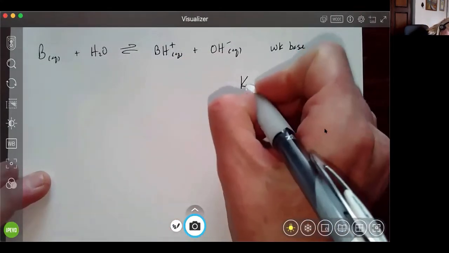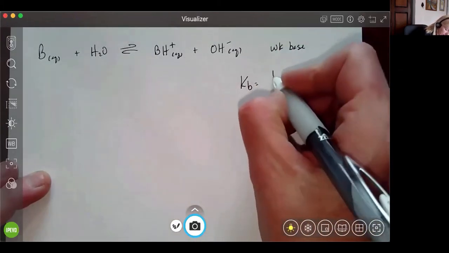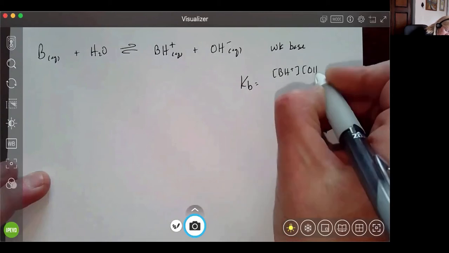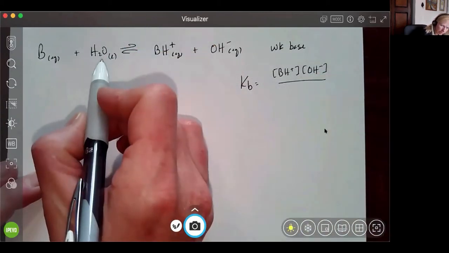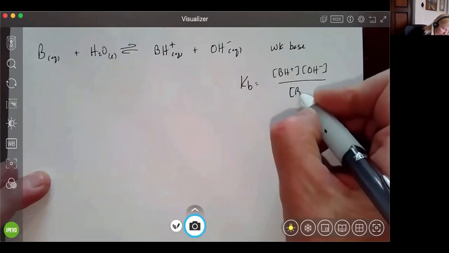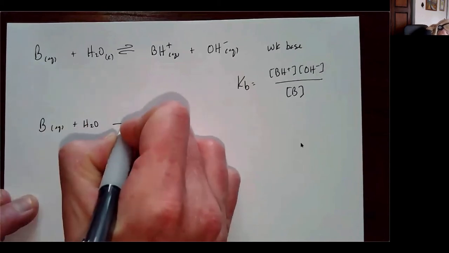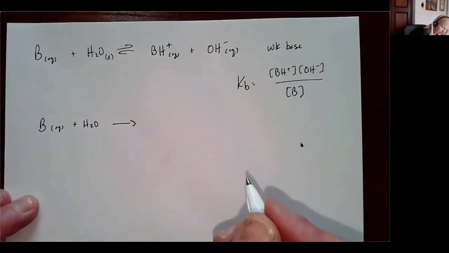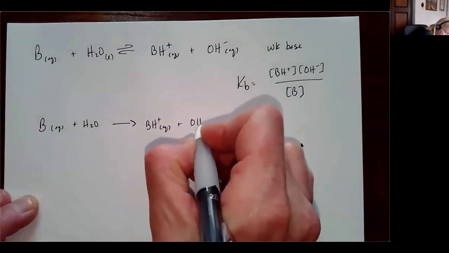So my Kb for this, my base dissociation, is going to be my products, so BH plus times OH minus, over, and since water is in the liquid phase here, it doesn't need to go into the mass action expression, it's just going to be over B there. If I have a strong base, it's going to completely dissociate. So a strong base is going to form BH plus and OH minus.